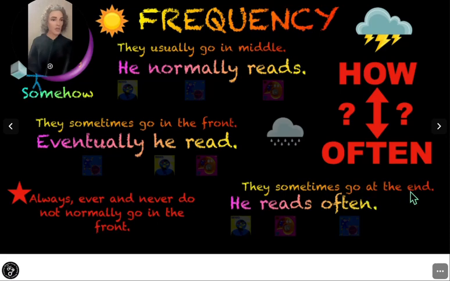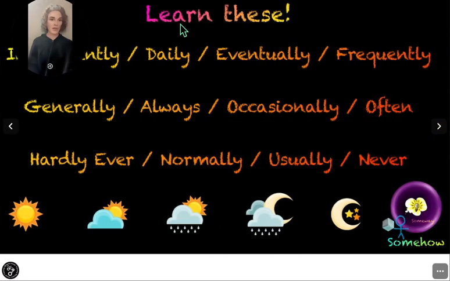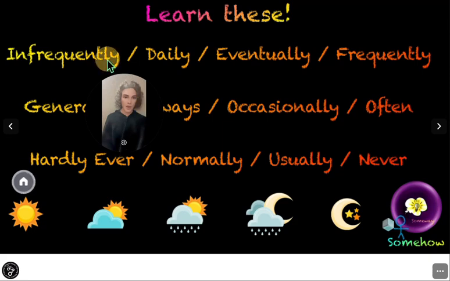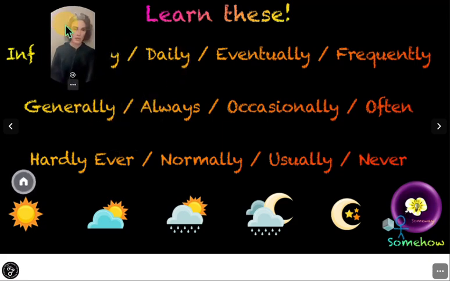They sometimes go at the end. He reads often. He reads normally. He always reads. He never reads. Okay. Go to the next one. Learn these. Infrequently, daily, eventually, frequently, generally, always, occasionally, often, hardly ever, normally, usually, and never.